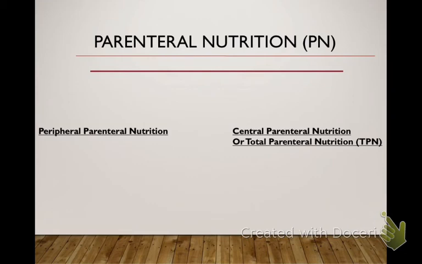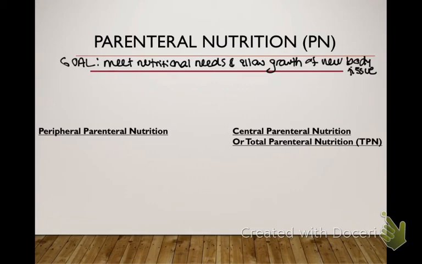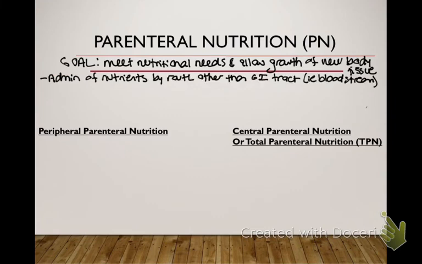So PN, what is the goal? We want to meet the nutritional needs and allow growth of new body tissue. So we give this when nutrients from some other route aren't enough. So we give nutrients by a route other than the GI tract, for example, by bloodstream. We can't give it through the GI tract for whatever reason, so we have to give it through the bloodstream.